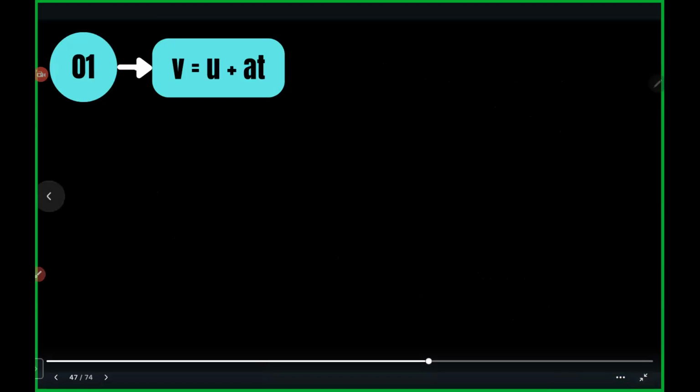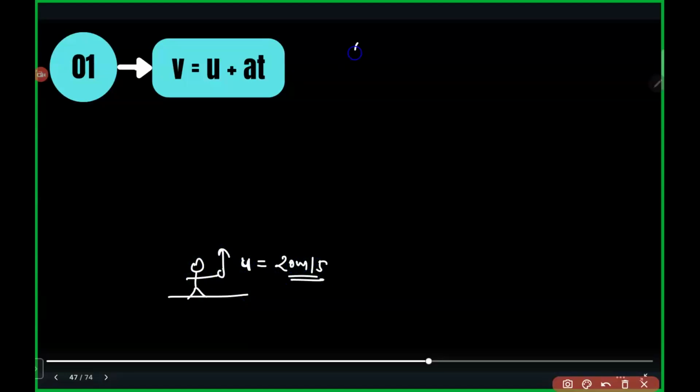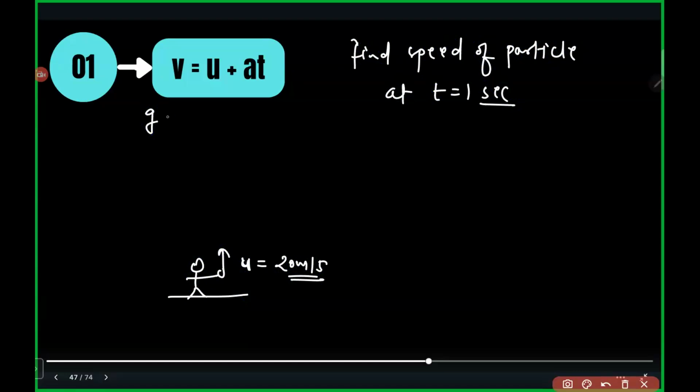A boy throws a stone standing on the ground. He throws one stone upward with a speed of u equal to 20 meter per second. Find the speed of the particle at t equal to 1 second. And it is given to you the acceleration due to gravity is 10 meter per second square. Question clear, सभी को? So can you please repeat once again? Yes, sure. So a boy is throwing a stone from the ground with a speed of 20 meter per second in the upward direction. You have to find the velocity of the particle at t equal to 1 second. And it is given to you the acceleration due to gravity is 10 meter per second square.